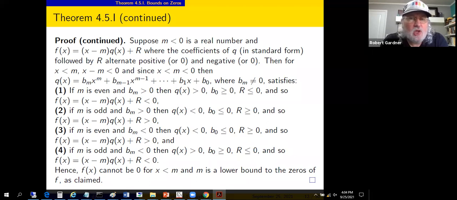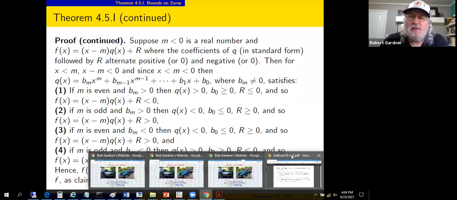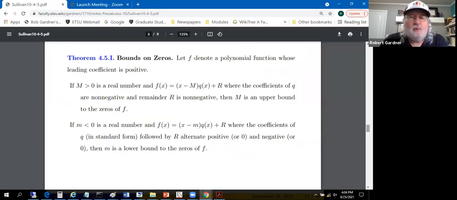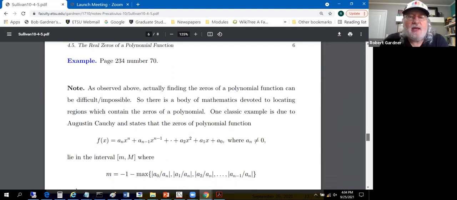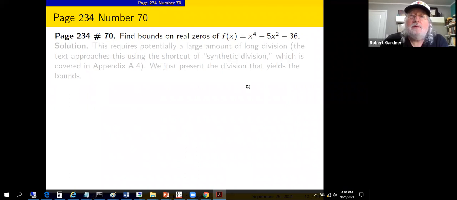All right, so that was a little clunky. Also, satisfying these conditions could be quite messy, it seems. Let's illustrate it with an example. Let's do example 70. All right, find bounds on the real zeros for this function.